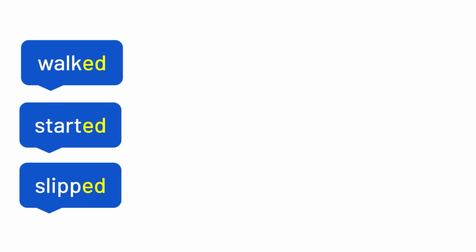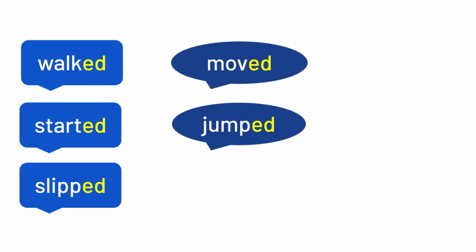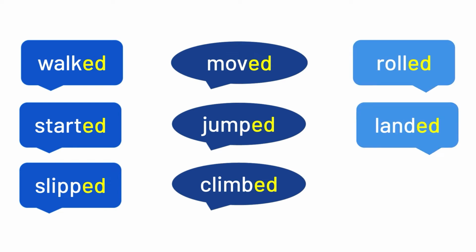Let's check back with Fumi. She had recorded the events of her patient. The patient shared the following words: walked, started, slipped, moved, jumped, climbed, rolled, landed, and waited. I want to practice the first 3 words and use the rules we learned.